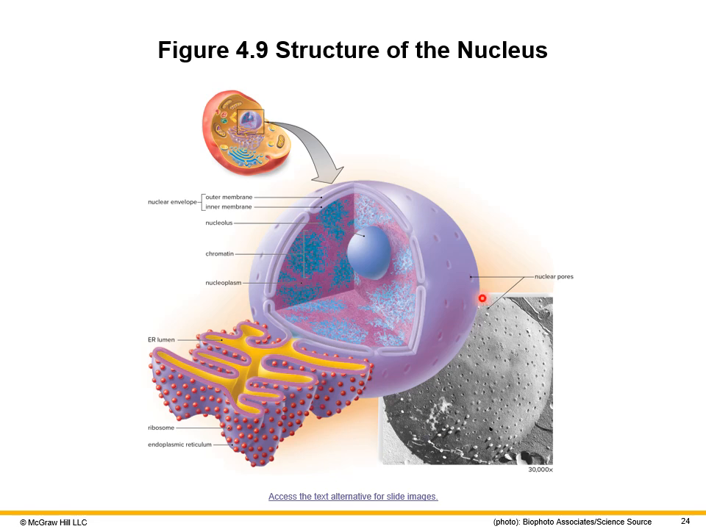So here's a look at the structure of the nucleus. We see here the nucleus is surrounded by the nuclear envelope. And when we look inside of the nucleus, we see the nucleolus right here, the smaller ball or circle.